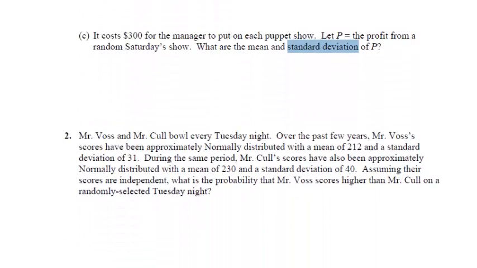The main problems came in number 2. On average, just take a look. Mr. Voss gets about a 212 when he bowls, and Mr. Cole gets about a 230. Who does better? Mr. Cole. So the question is asking you, what's the probability that Mr. Voss scores higher than him? Now, the odds are not in his favor. So I don't think we should have like 90% if we just look at this problem, because there's a difference of 18 between their means, and Mr. Cole's been doing better, is basically what I think of.